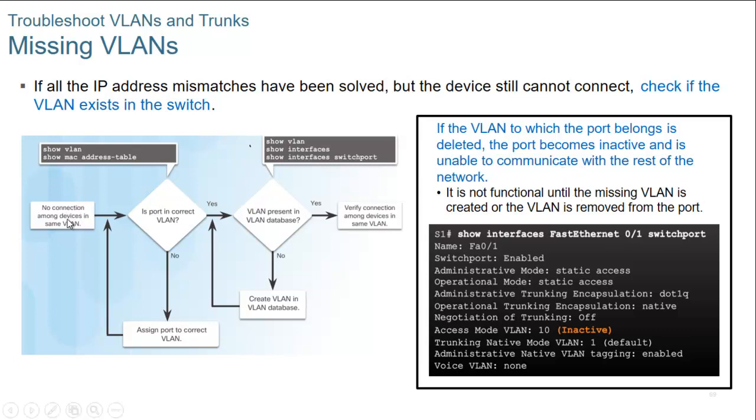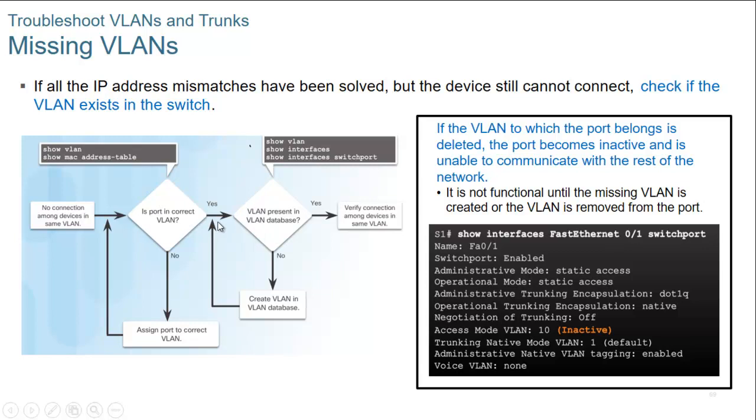So let's say there is no connection among devices in the same VLAN. They are in the same VLAN, but they cannot communicate with each other. So we check, is the port in the correct VLAN? Firstly, we check that they are actually in the same VLAN. If it is yes, we continue. If it is no, assign the ports to the correct VLAN, and then we can continue.